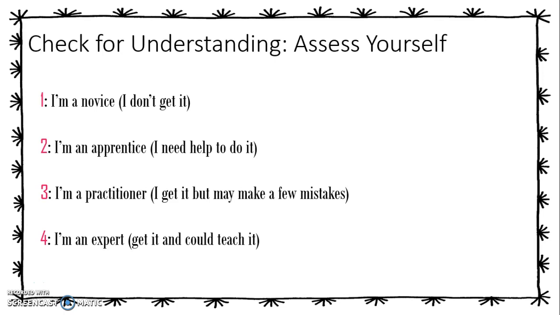A 3 would be I'm a practitioner. I get it, but I might make a few mistakes here and there. And a 4 would be I'm an expert. I've got it. I could teach it to my neighbors. We're ready to go. So I want you to do a quick assessment of yourself.